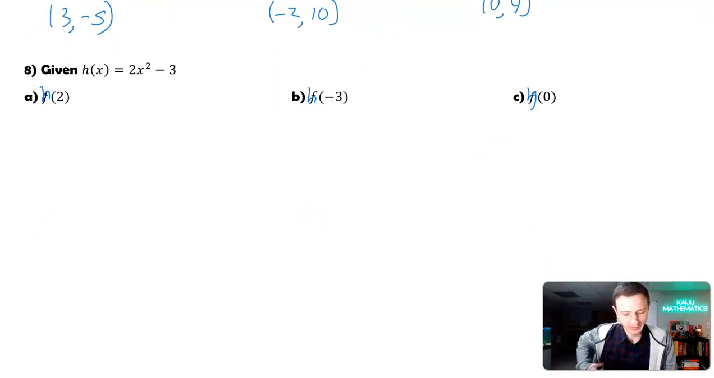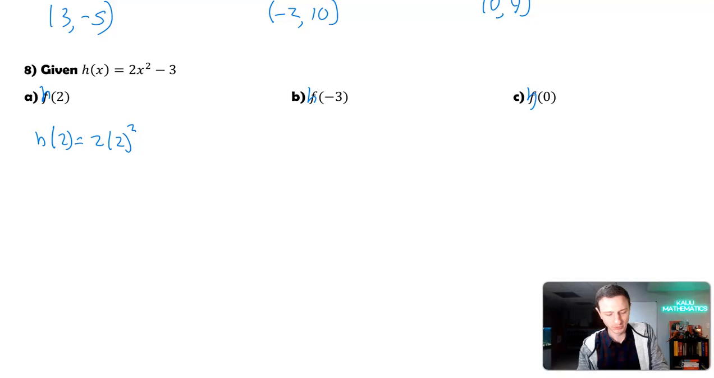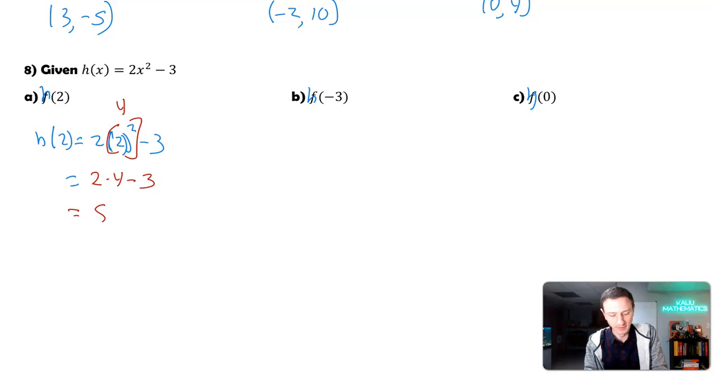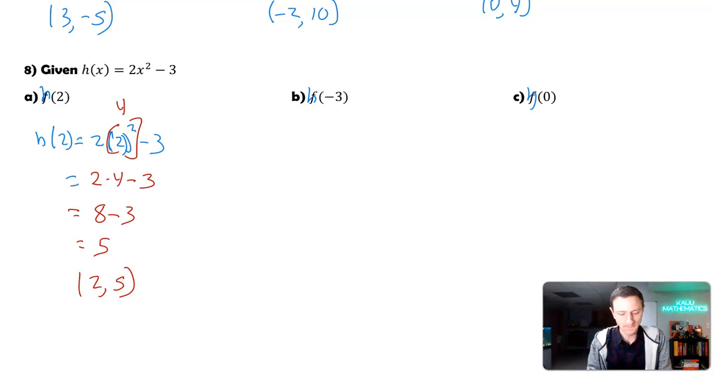Next one, h of x is equal to 2x squared minus 3. So we want to plug in 2, negative 3, and 0 again. So here we're going to have h of 2 equals 2 times 2 squared minus 3. Here the importance of parentheses again, because it's 2 times x value being squared. So I'm replacing x with 2 and squaring that. So the translation here is going to be 2 times 4 minus 3, because 2 squared is 4, and then we're multiplying that by 2. So 2 times 4 is 8. 8 minus 3 is 5. So the ordered pair there is going to be 2, 5.